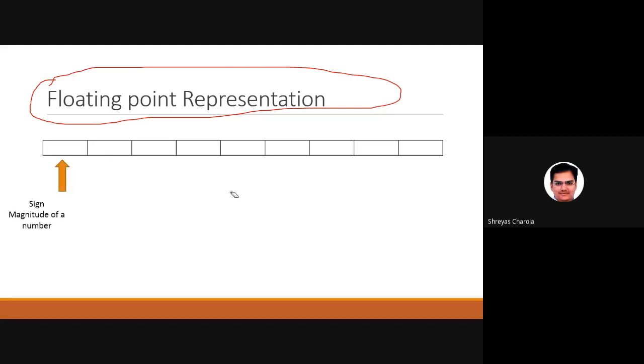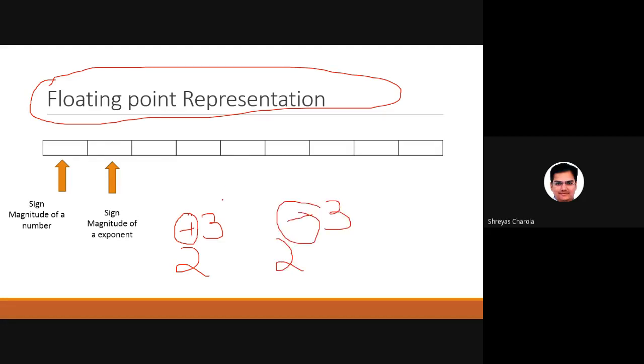We'll understand the things. So the first bit, the MSB, always represents the sign magnitude, and the rest is the sign magnitude of an exponent. Now, what do you mean by the exponent? You know, 2 raised to 3 is the sign of an exponent. If it is 2 raised to minus 3, it's a negative number. If it is positive, that bit should be 0. If it is negative, the bit should be 1. That is the sign magnitude of an exponent.